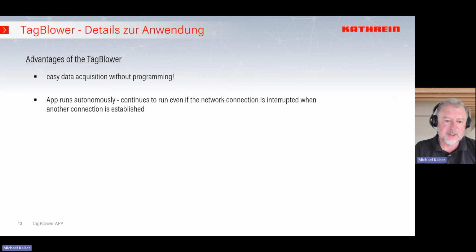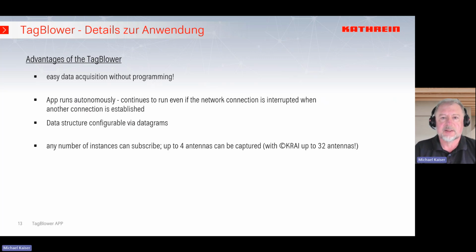The app runs autonomously. This means it runs also even if the network connection is interrupted, when another connection is still established. So one is at least minimum, and if this is connected, every other client can be connected and disconnected in any way. The data structure is configurable by datagrams. You have seen that we can build up different codings, we can use different memory banks, we can set up different addresses and different data to collect.